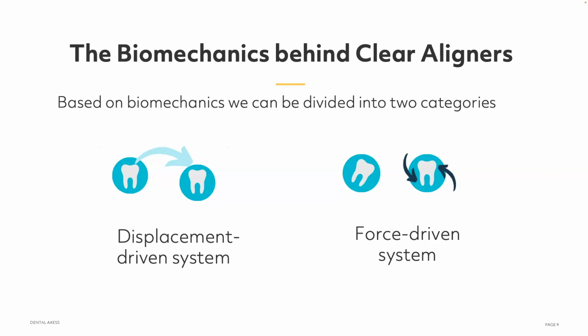The limitation with this type of biomechanics is the lack of complexity. I mean, we cannot create complex movements because the teeth are not going to move. Let's say, for example, extrusion, big rotations, or torques or tips that are insignificant. Because at some point, the tooth is going to stop tracking and cannot move, it just tries to adapt to the aligner shape. Because of this, the force-driven system was invented.